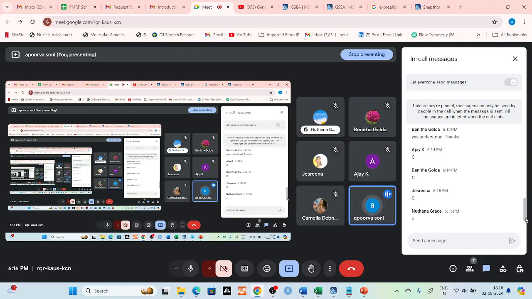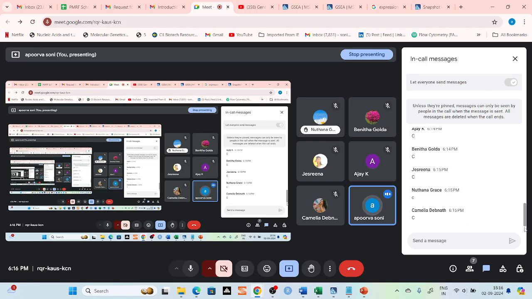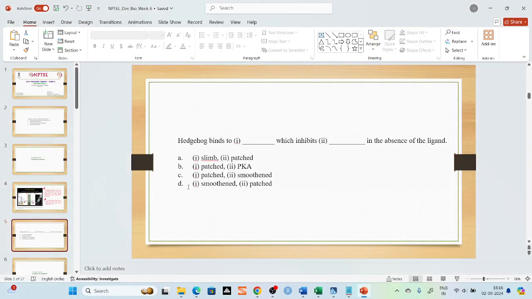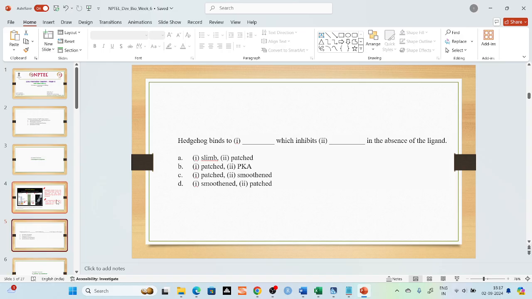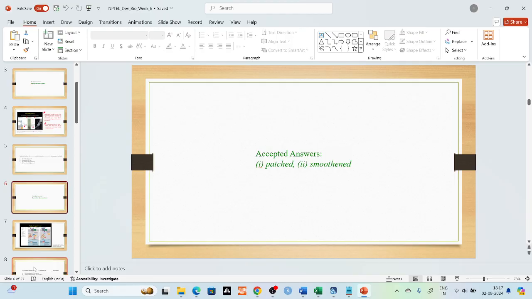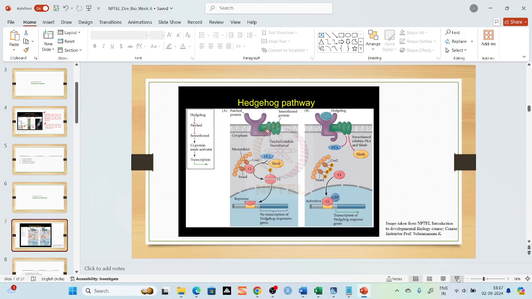Yes. So Ajay, Benitha, Jasrina, Grace, and Camellia, everybody has answered C. What is the C option? Hedgehog binds to patched, which inhibits smoothened in the absence of the ligand. That is the correct answer. Very good. So let us quickly see the hedgehog pathway.